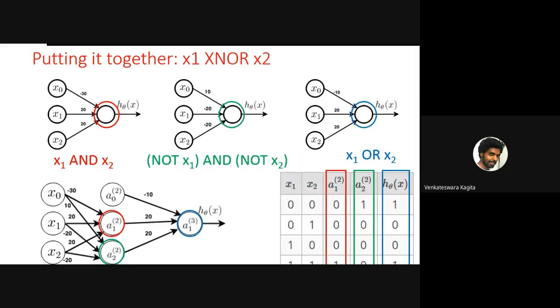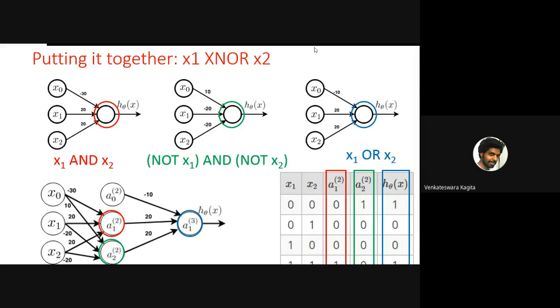This outcome is x1 XNOR x2, isn't it? Isn't it amazing? You combine multiple linear units to learn a nonlinear hypothesis, that you couldn't learn using a single perceptron or a linear regression or logistic regression model. So our neural network is able to learn complex nonlinear hypotheses. This gives the motivation for why we have to go for neural networks.